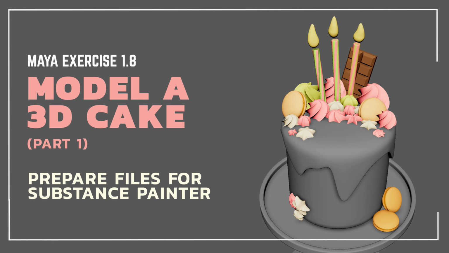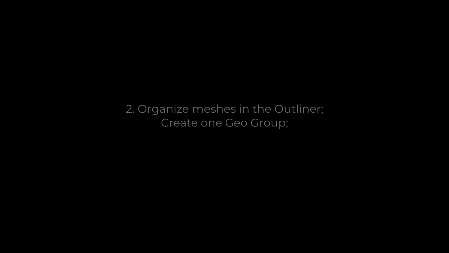Hey class, so for this exercise we are going to be preparing our files for Substance Painter. The first thing that we're going to do is combine any duplicate materials in the Hypershade editor. We're also going to organize our meshes in the outliner and create one geo group.